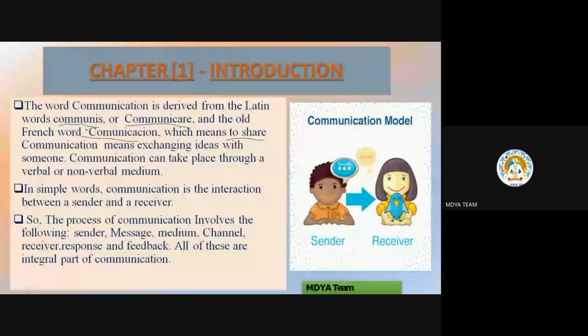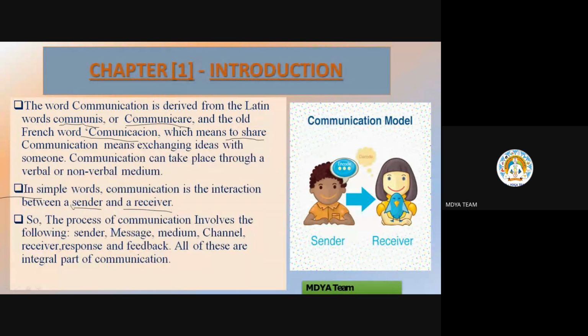In simple words, communication is the interaction between a sender and a receiver. So in the process of communication, there is always a sender, who sends the message, and a receiver, who receives the message from the sender. This is the interaction between these two.